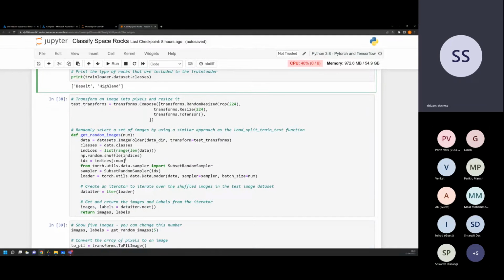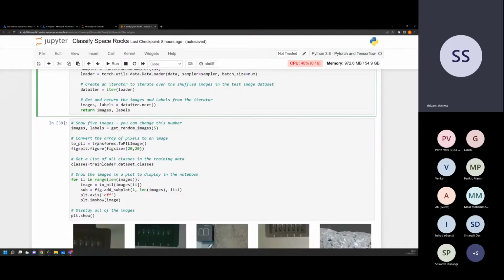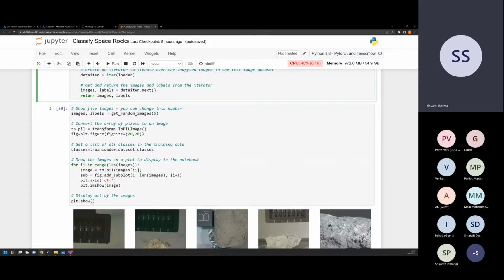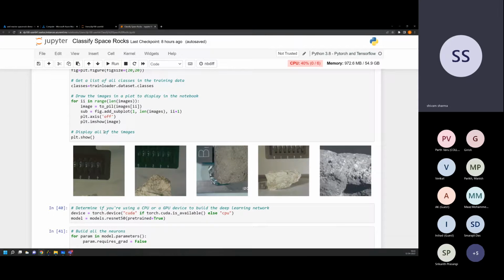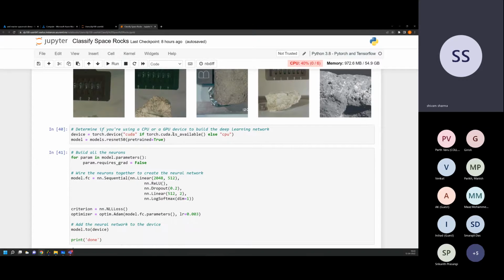After this, we are basically just getting some random images over there, and we are plotting and displaying these random images right now. So these are some images which we are using. I actually have CPU, I have GPU available. So we can use GPU. Otherwise, you can use CPU as well. We are using ResNet 50. It's one of the pre-trained models.